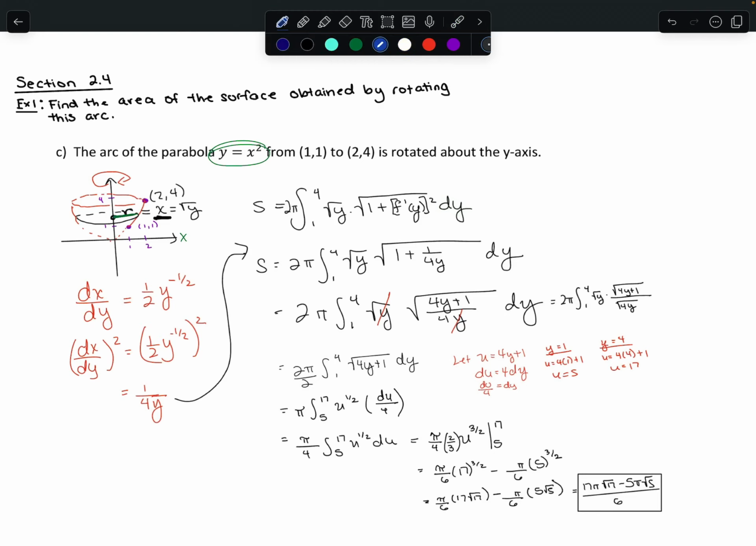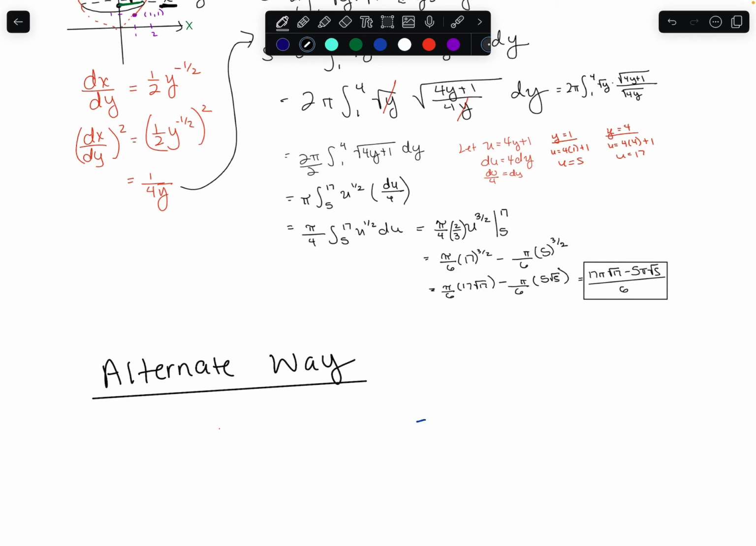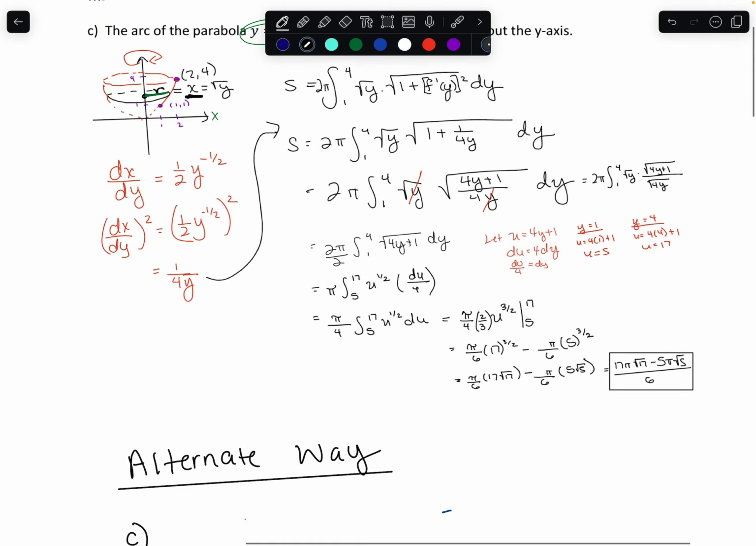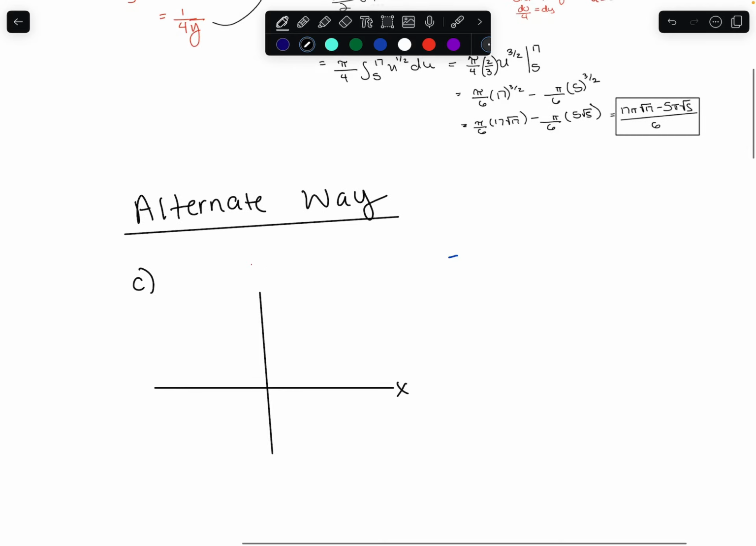There's an alternate way of doing this though, and I'm going to do it just below. So I'm going to write here, alternate way. We're going to do the exact same problem. And I'm going to draw it. I know you don't have to draw it, but just so we have a reference. Here's the x-axis, here's the y. We're rotating about the y, same picture. Y equals x squared.